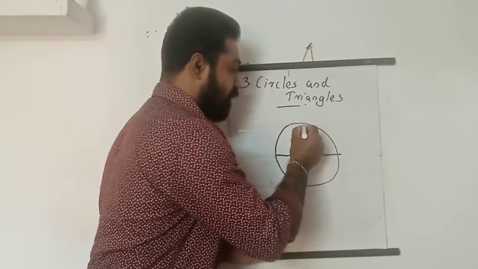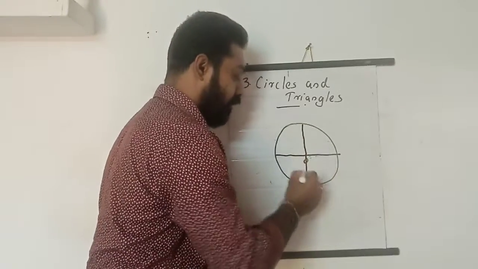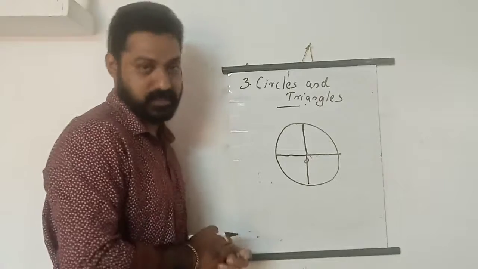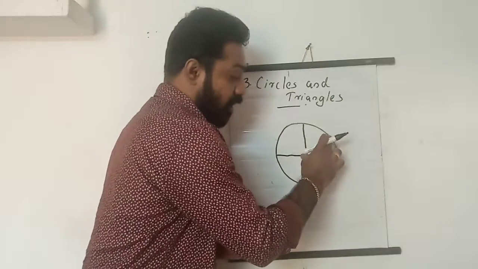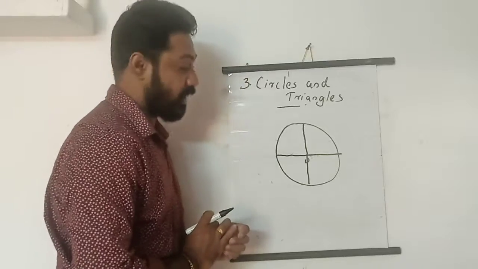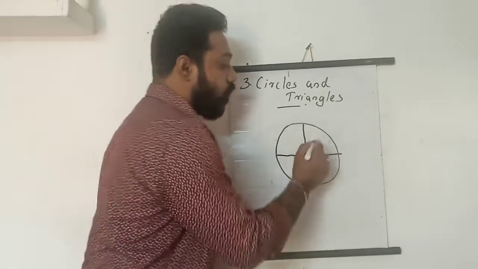I am dividing this circle into 4 parts. Then what is this one? This is a half. Sorry, a quarter part of the circle. Isn't it a quarter? So this will be called a quadrant.